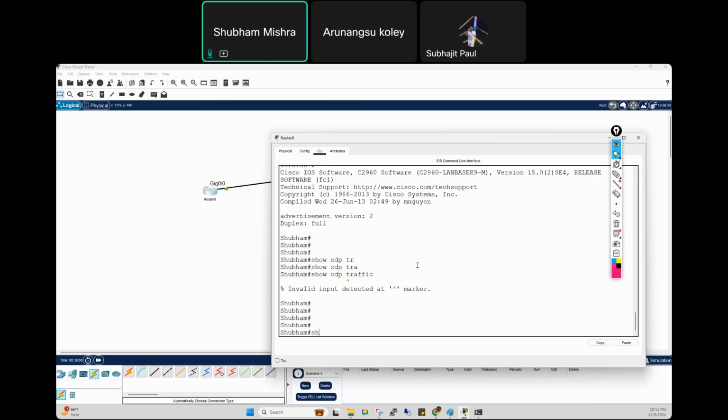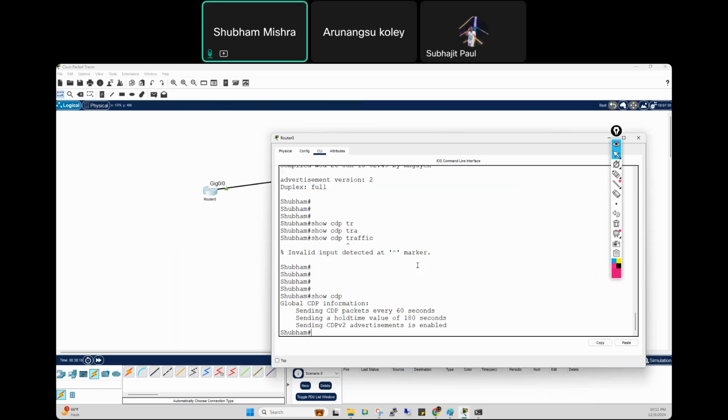There is one more command. If you write show CDP, what are the things you are getting? Sending packets every how much? 60 seconds. Hold time is by default how much, guys? 180. And what is the version? Version 2. Yes, version 2. Getting my point? Is this clear na, everyone?